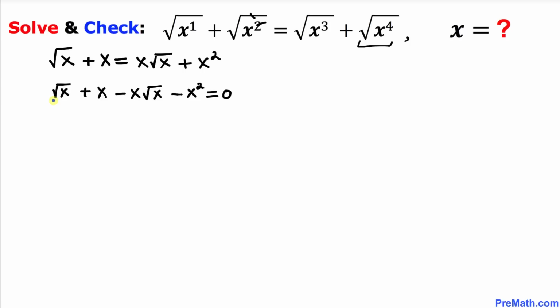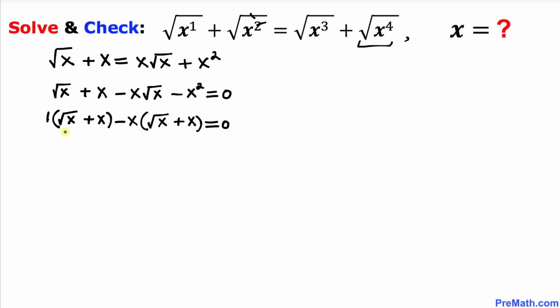Now let's go ahead and tweak these first two terms. We can see there's nothing else in common except 1. So the first two terms could be written as 1 times square root of x plus x. Now let's focus on the next two terms. We can see that x is in common, so let's take a factor of negative x outside. In parentheses we're going to have square root of x plus x, equals 0.